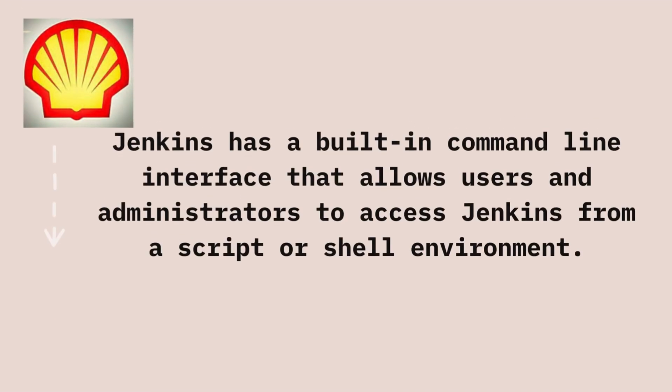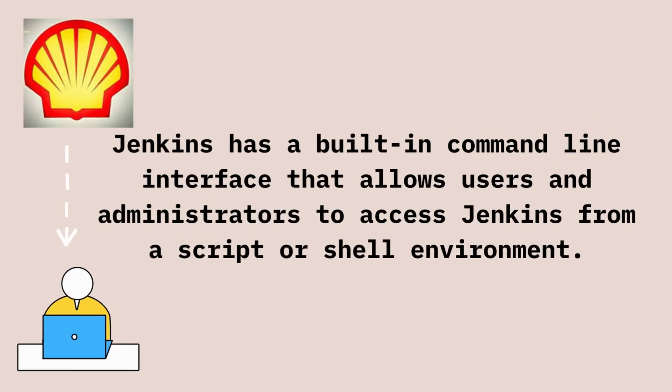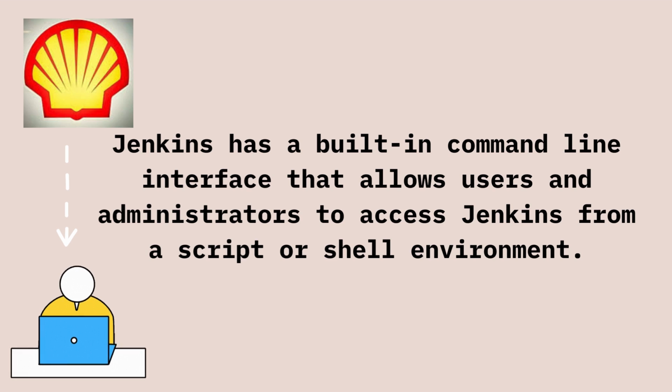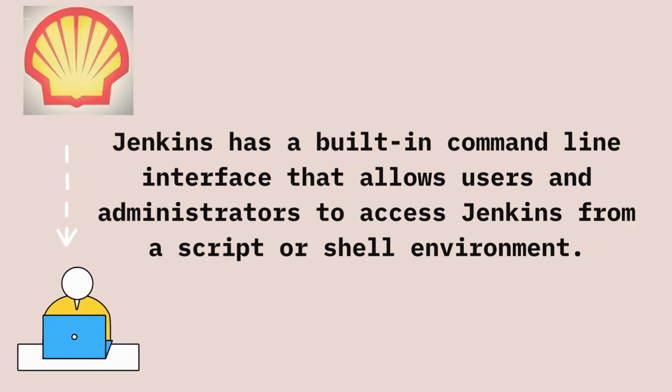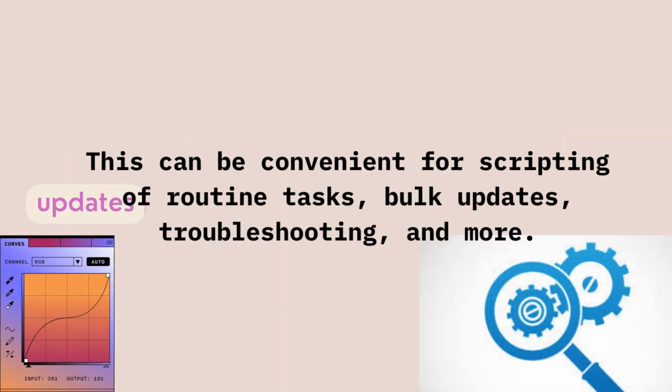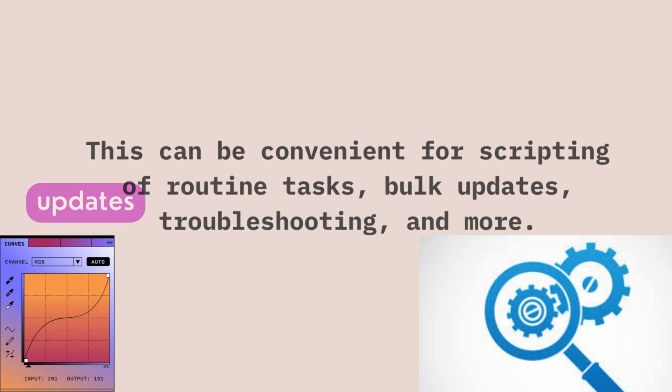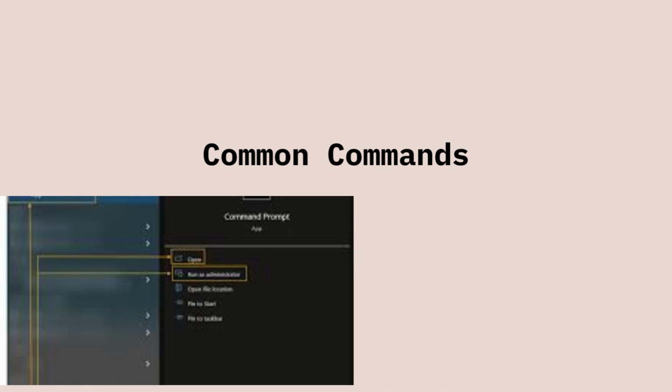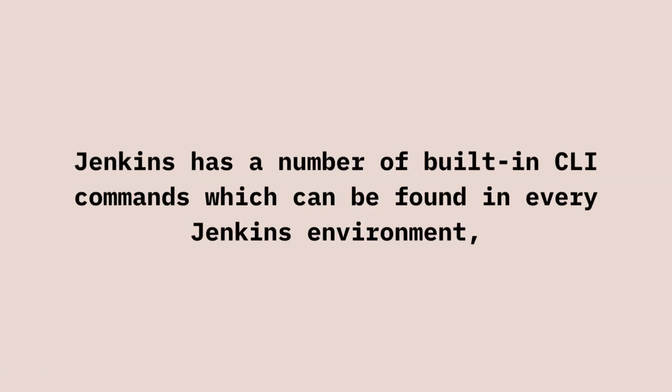Jenkins CLI. CLI refers to command line interface. Jenkins has a built-in command line interface that allows users and administrators to access Jenkins from a script or shell environment. This can be convenient for scripting of routine tasks, bulk updates, troubleshooting, and more. The commands which are commonly used. Jenkins has a number of built-in CLI commands which can be found in every Jenkins environment.